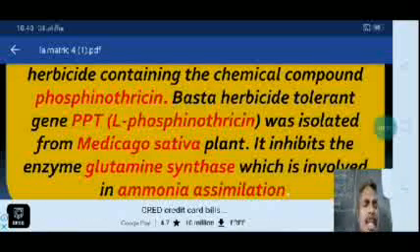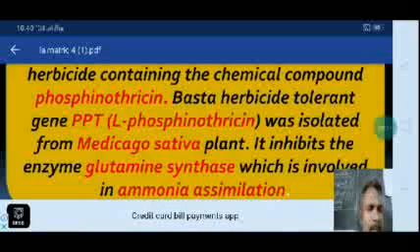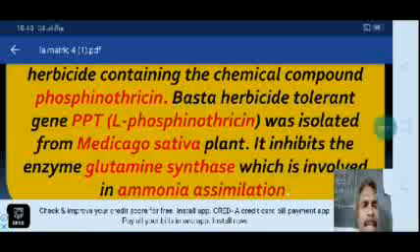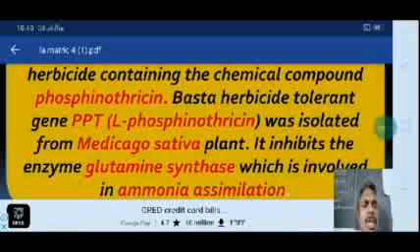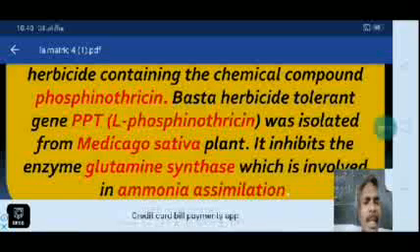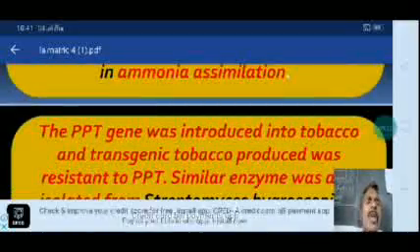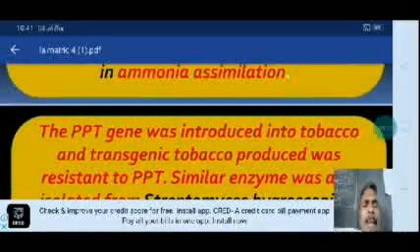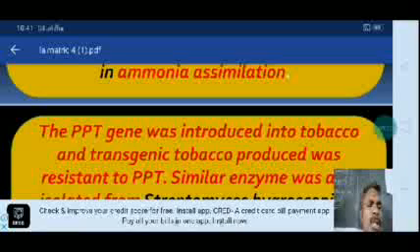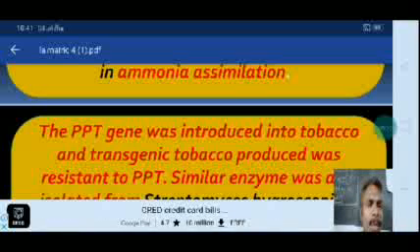Medicago sativa plant. It inhibits the enzyme glutamine synthetase, which is involved in ammonia assimilation. The BBT phosphinothricin gene was introduced into tobacco, and the transgenic tobacco produced was resistant to BBT.